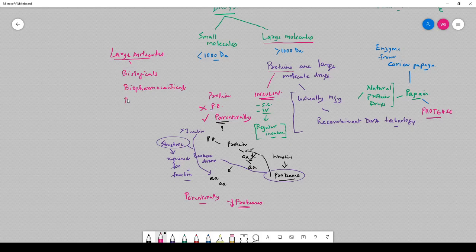Okay. We also call them biologics. So there are different types of biologics. Proteins are a type of biologicals. It is a type of biologic drug. And now we have seen what is the difference between large molecules and small molecules. The small molecules have another interesting property.